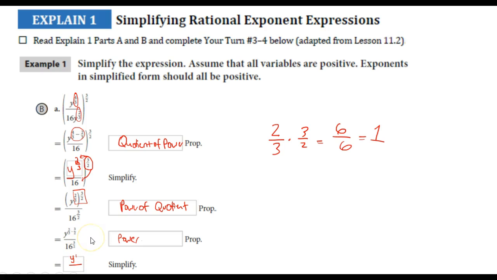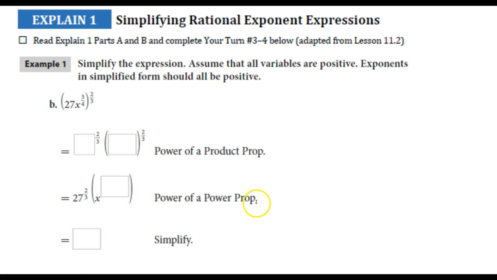And then if you need to, pause right here and go ahead and work out what 16 to the 3 over 2 power would be. And if you work that out, that should be about 64. Okay? So let's continue on with part B. So again, let's go ahead and work that out. That would be distributing that outside exponent to what's inside, called the power of a product property. So we're going to distribute that 2/3 exponent to the 27 and to the x to the 3/4.